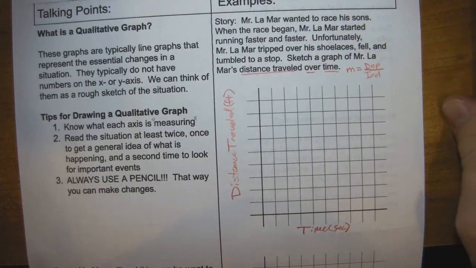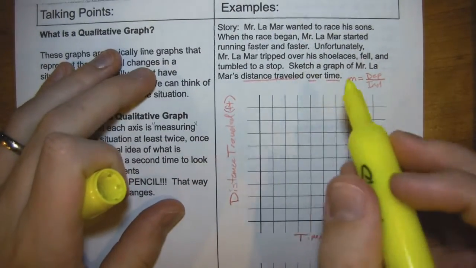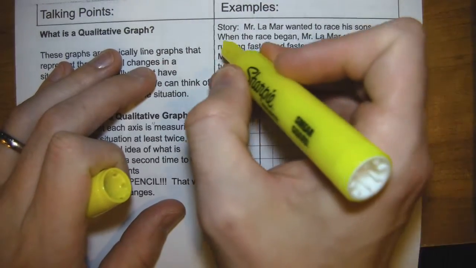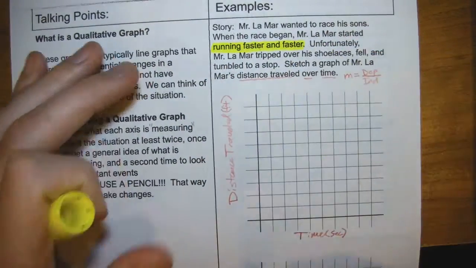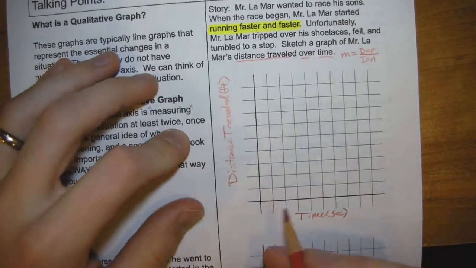That way we can highlight them. We're not mixing up reds with other reds. So here we go. It says, when the race began, Mr. Lamar started going faster and faster. All right. Now remember, if we're measuring distance over time, and let's draw on something here.